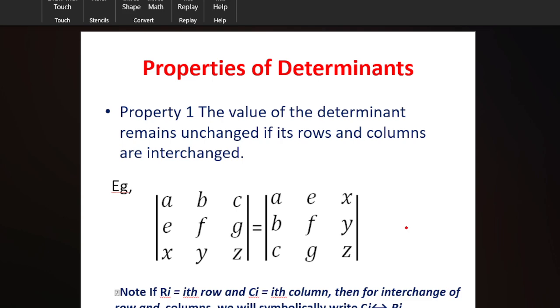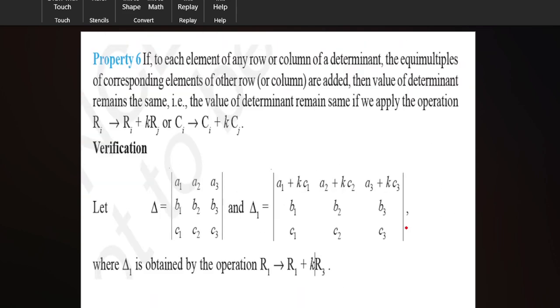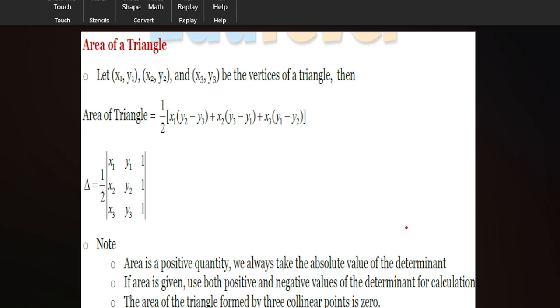And properties of determinant, all this we are not required. Next is area of a triangle. Now, area of a triangle: using determinant we can find out the area of a triangle.